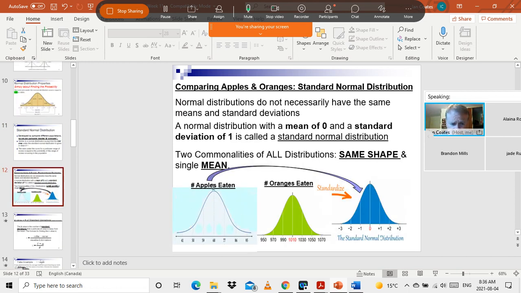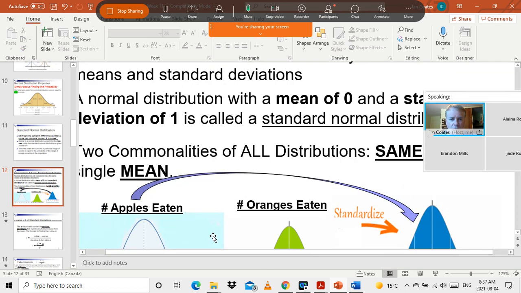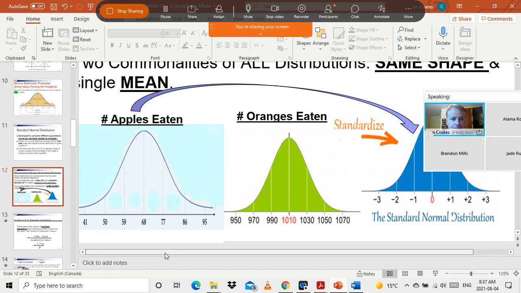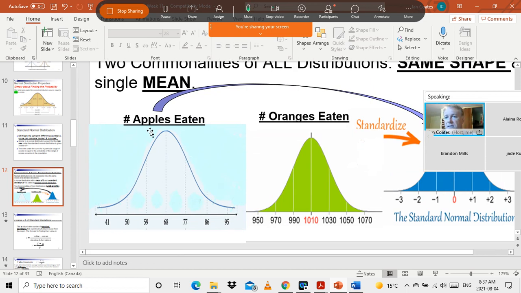So you have a look here. These normal distributions do not necessarily have the same means and standard deviations. And if you have a look here, these are absolutely not true, but the point is hopefully will be well made here. So you have like the number of apples eaten, whatever your study is, okay? And see here you've got a mean of 68. So that's your average, 68 apples per year, whatever, okay? And this one here will have its own standard deviation.